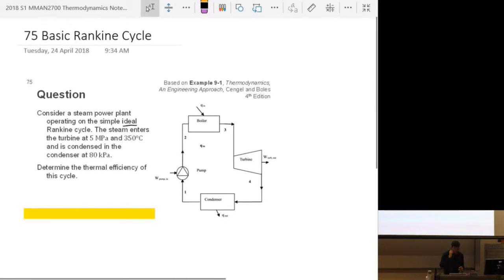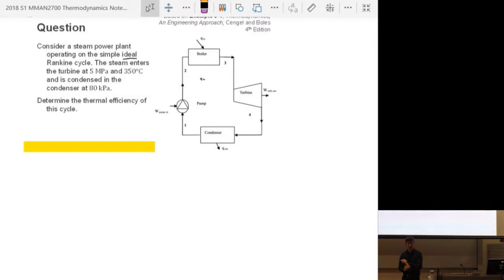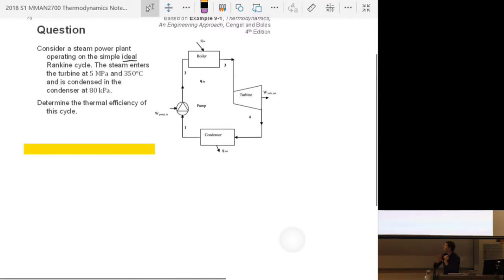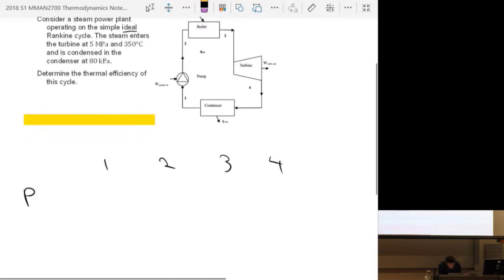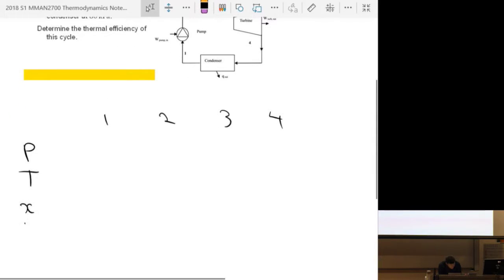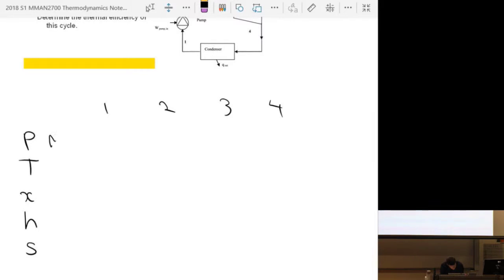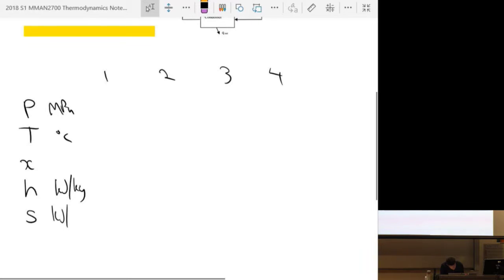So we need to recall what's wrapped up in that thought, ideal. All right, what's the first thing I'm likely to do when trying to solve a cycle problem? Table, good. All right, you'll find that ideal gases and pure substances, you track different properties, but how many states are there? I feel like there's four states. So I'm gonna say one, two, three, four. I'm gonna track pressure and temperature and X and H and S. And I would normally write the units here as well. Kilojoules per kilogram, kilojoules per kilogram, Kelvin.